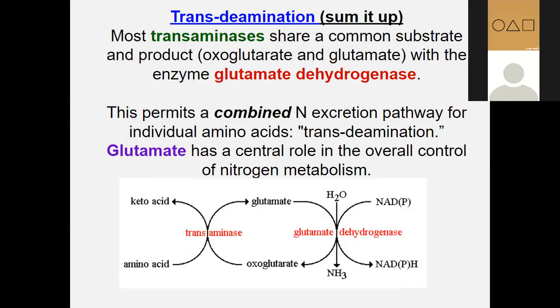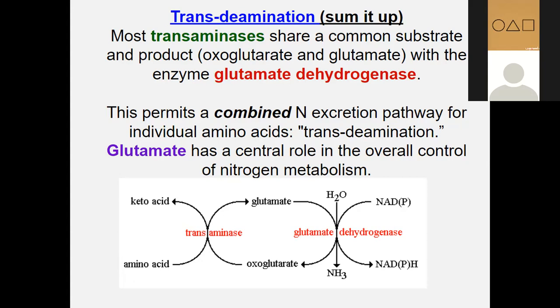Okay, so to sum up, transaminases share a common substrate and product. So you start with oxoglutarate. Another name for that is alpha-ketoglutarate. And your product is glutamate. So they are always together. Oxoglutarate, you add an amine, it becomes glutamate. So this is done by the transaminases, different transaminases, specific to the amino acid.